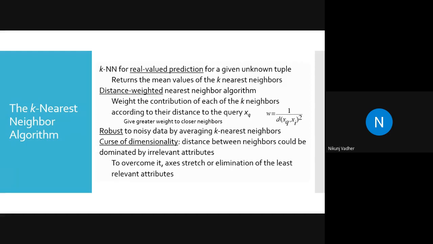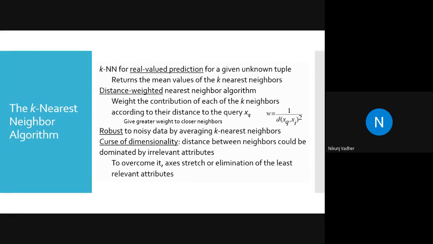What is the advantage of the k nearest neighbor algorithm? It is robust. Why is it robust? Because it averages the noisy data. In today's lab implementation, we have seen that we implement the square root function, so the contribution of noisy data will be reduced.